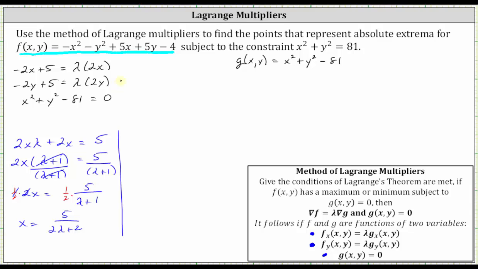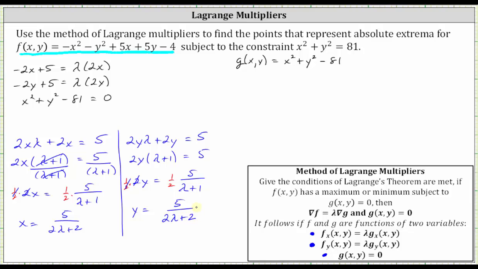And now we need to solve the second equation for y, and we'll follow the same procedure. We will add 2y to both sides and change the order of the equation. We have 2y lambda plus 2y equals 5. Factor out 2y. Divide both sides by lambda plus 1, which gives us 2y equals 5 divided by the quantity lambda plus 1. And once again, to solve for y, we will multiply both sides by 1/2. Simplifying, we have y equals 5 divided by the quantity, again, 2 lambda plus 2.